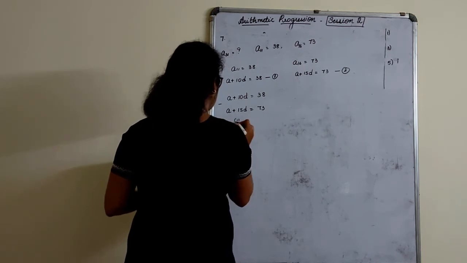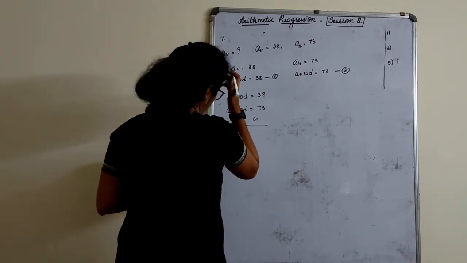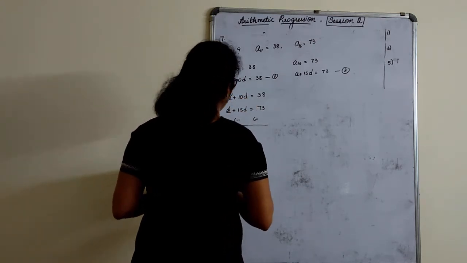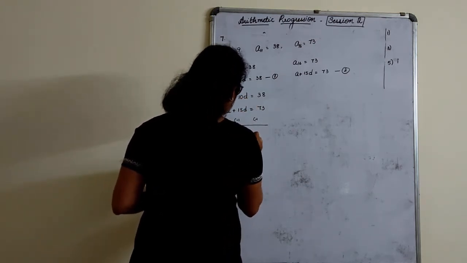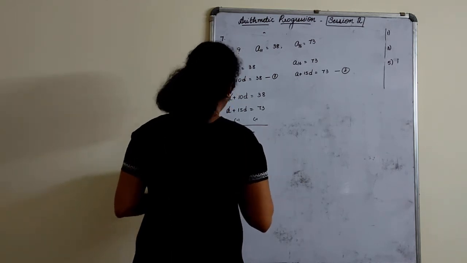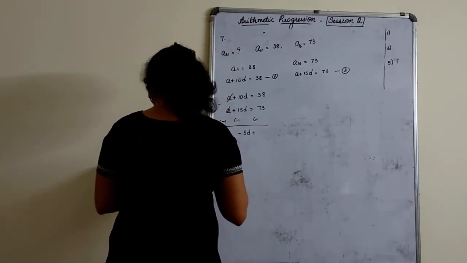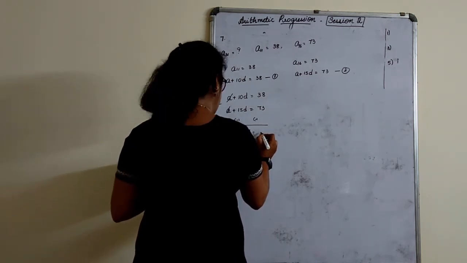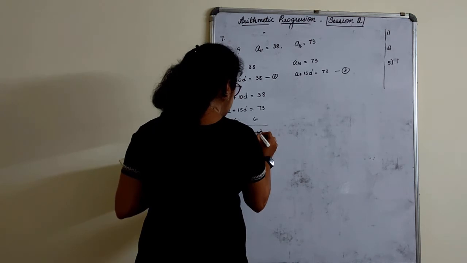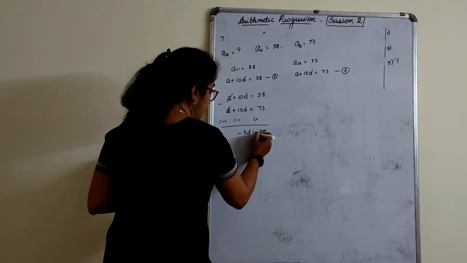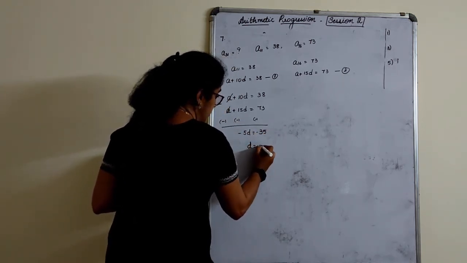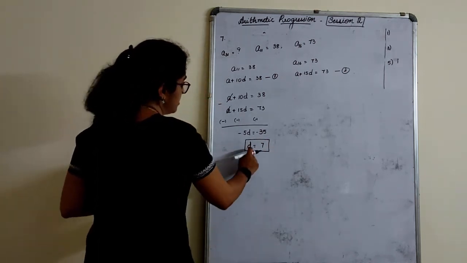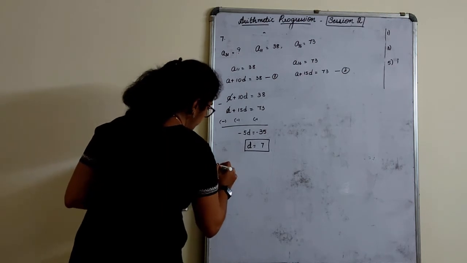Subtract it. A and A will get cancelled. 10 minus 15 is minus 5D. So 73 minus 38, you will get 35 as an answer. Minus and minus will get cancelled. D is equal to 7. 35 by 5 you get 7. Substitute this in any of the equations.